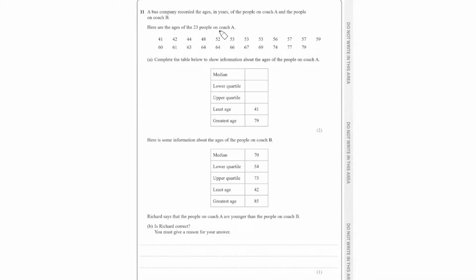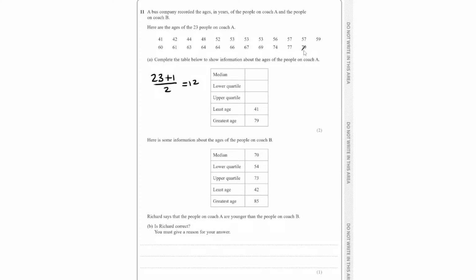Okay, question 11. So a bus company recorded the ages in years of the people on coach A and the people on coach B. Here are the ages of the 23 people on coach A, just listed in order. Complete the table to show the information about the ages of the people on coach A. So we need the median, the lower quartile, upper quartile. So the median is obviously the middle one. Yeah, because it's odd, I think they've done that deliberately. I would add 1, half it, so then that's the 12th person.